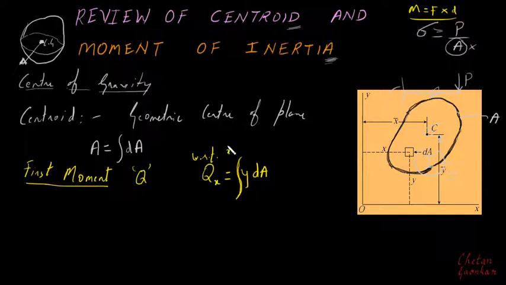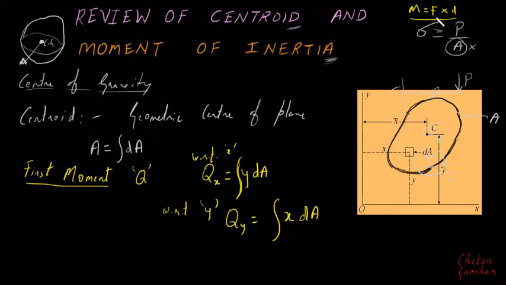Similarly, with respect to the y-axis, I can define this first moment as the integration of this area multiplied by this distance x. The way we had the force moment as force multiplied by perpendicular distance, similarly we have here the area moment, which will be area multiplied by the perpendicular distance. And with respect to the two axes, I get the first moment qx and first moment qy as the integral of y dA and the integral of x dA.